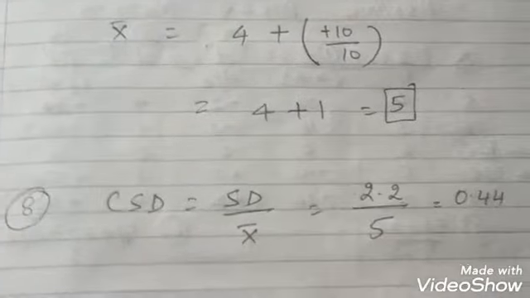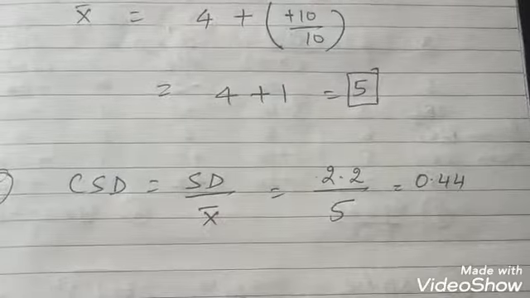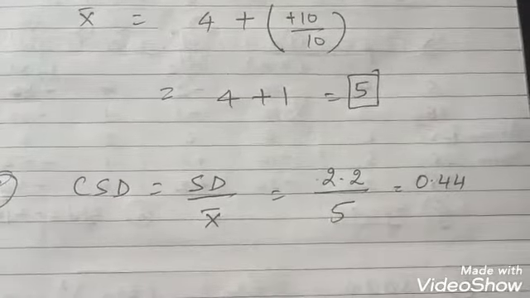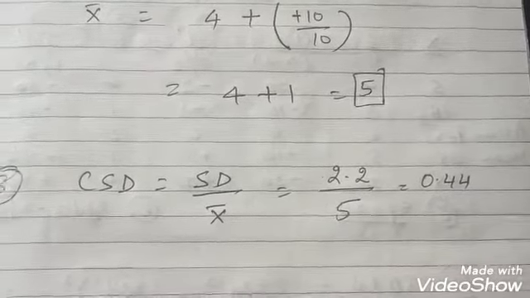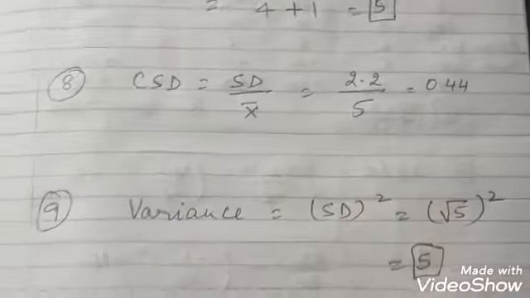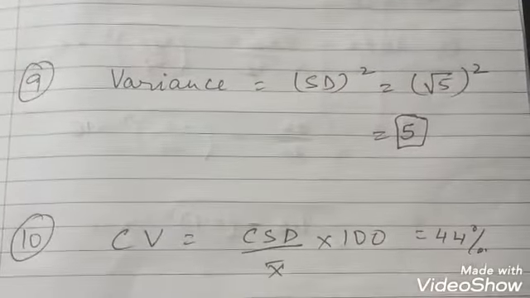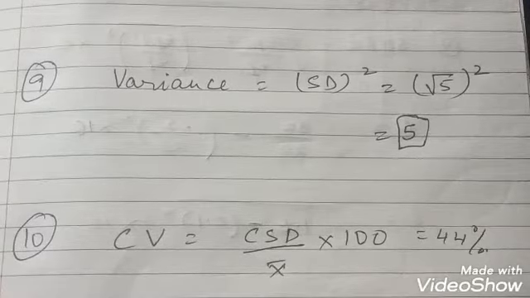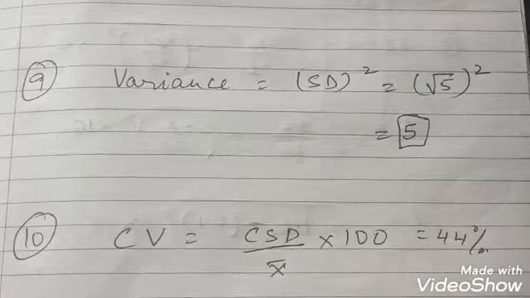Now you're supposed to calculate coefficient of standard deviation upon actual mean, which is 0.44. If the sum has come this far, then it is done. If you have got the variance and coefficient of variation, by now you're very well versed with these two formulas. You will just post the values.